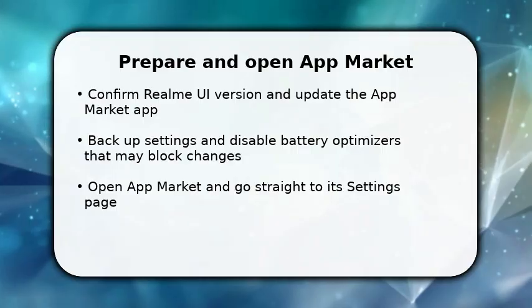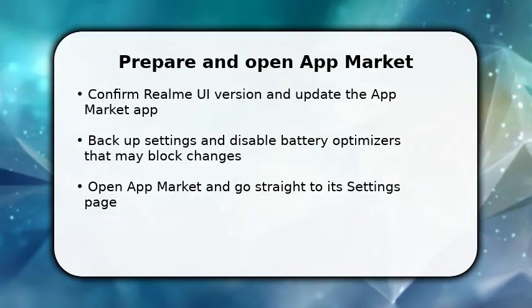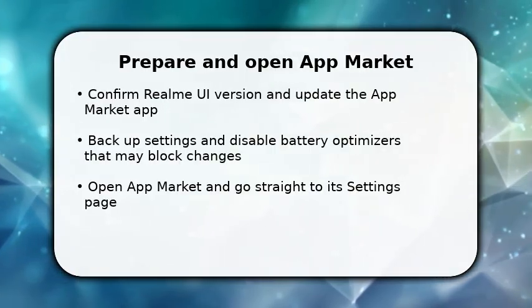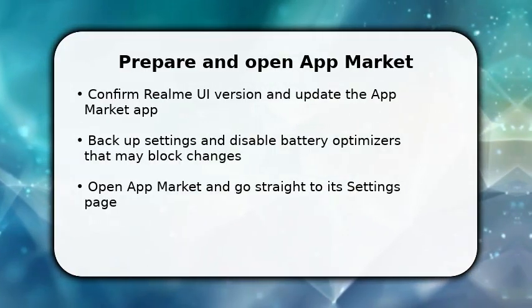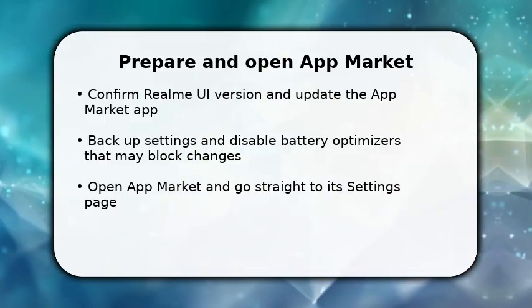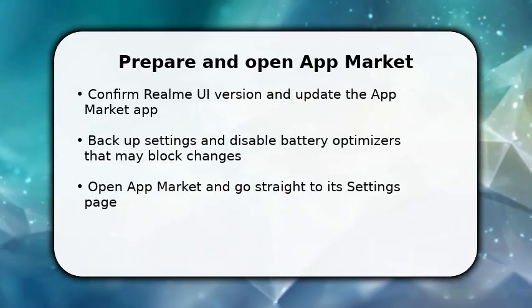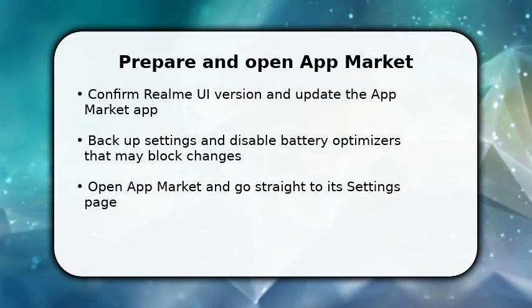Enjoy the video. You start by confirming your Realme UI version and updating the App Market app. This ensures the latest controls are available. Once done, back up any important settings and temporarily disable aggressive battery optimization so background settings will save.